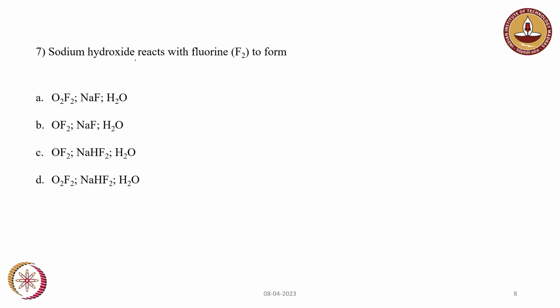Next question is sodium hydroxide reacts with fluorine F2 to form. Option A is O2F2, NaF and H2O. Option B is OF2, NaF and H2O. Option C is OF2, NaHF2 and H2O. And option D is O2F2, NaHF2 and H2O.